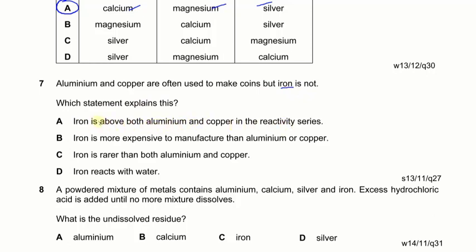That is wrong. Iron is below aluminium in the reactivity series. Iron is more expensive than aluminium? No, iron is less expensive than copper. Iron is rarer? No, iron is not rarer. Iron reacts with water. Yes, that's the answer. Because if you make a coin with iron, it will react with water. So we don't want the coin to react with water.